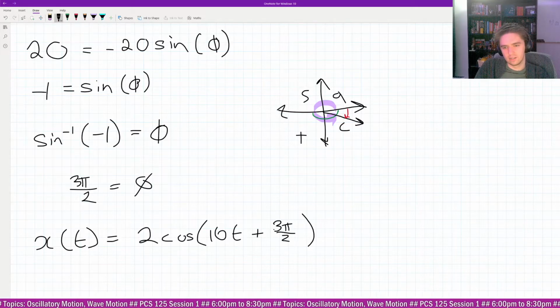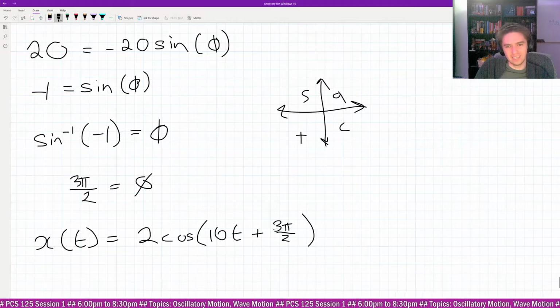It's negative pi over 2. Pi over 2 is 90 degrees, so this would be 270 degrees, right? Oh, okay. You're just saying pi over 2. Yeah. There you go, this is all the way up here.